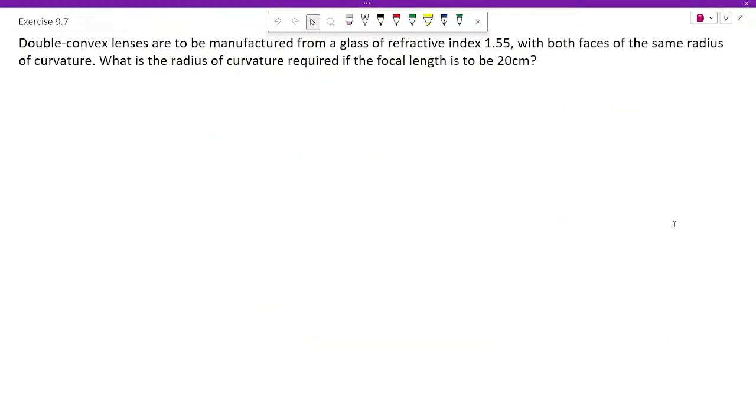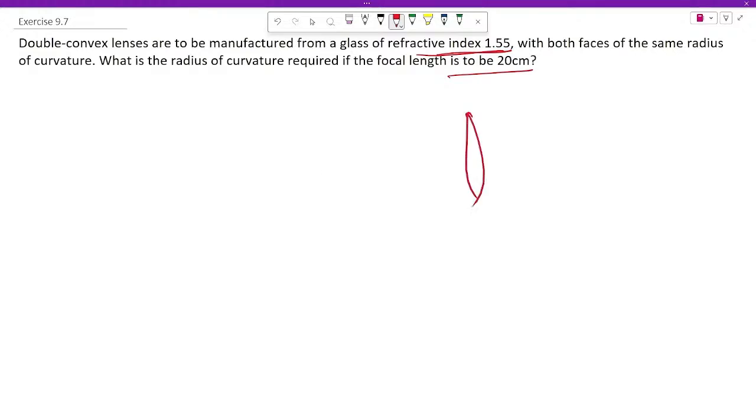The question is saying that we have to manufacture a double convex lens from glass of refractive index 1.55, and we have been given the focal length that is required, f equals 20 centimeters. Since we know the lens maker's formula, we'll be applying it over here.